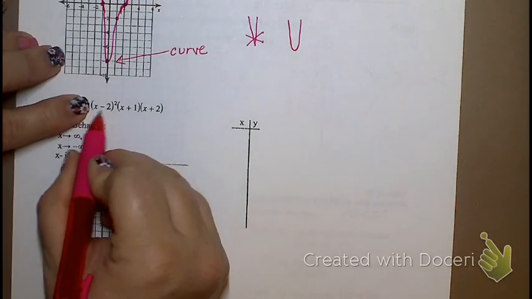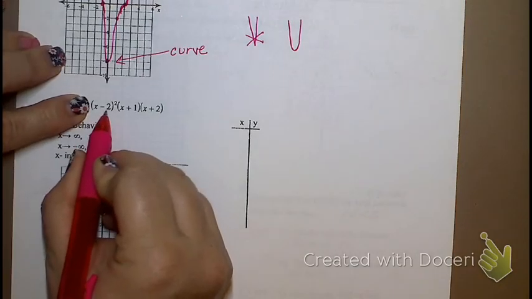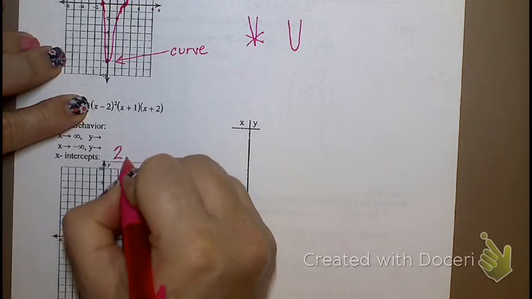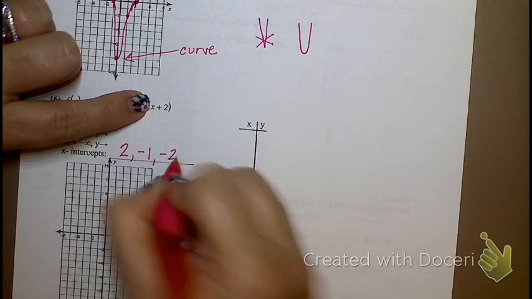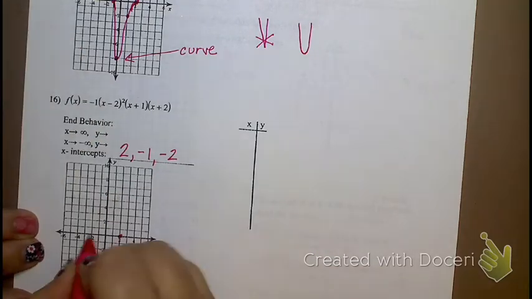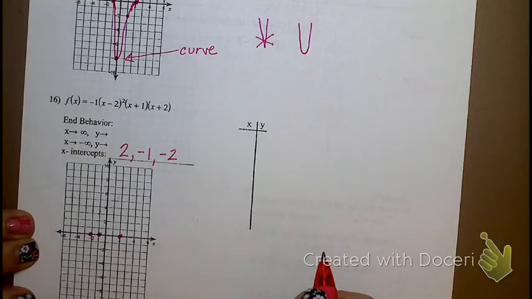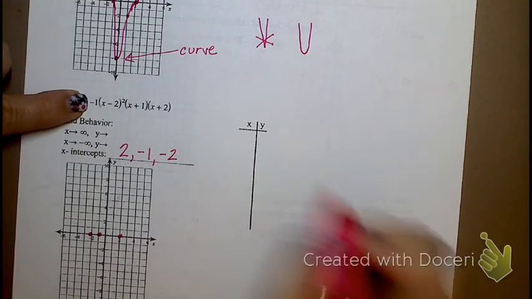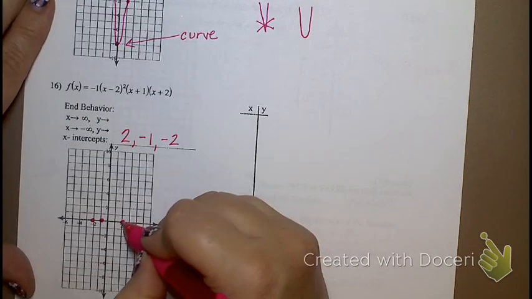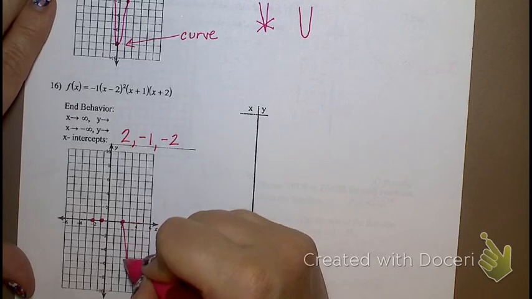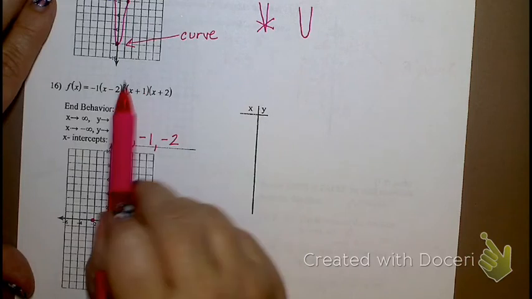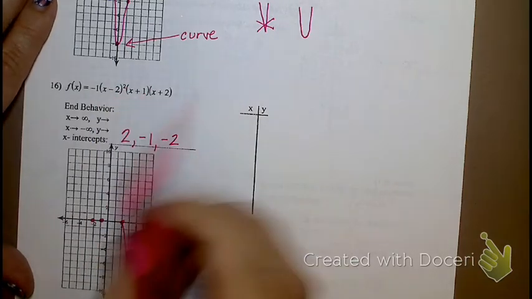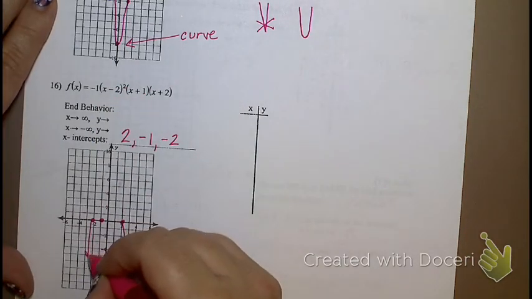What is my intercept from here? 2. What's the next one? Negative 1, negative 2. So I'm going to graph those: 2, negative 1, and negative 2. My leading coefficient is negative, which means the right side is going down. My degree is what? 2, 3, 4, even, so this side's going down as well.